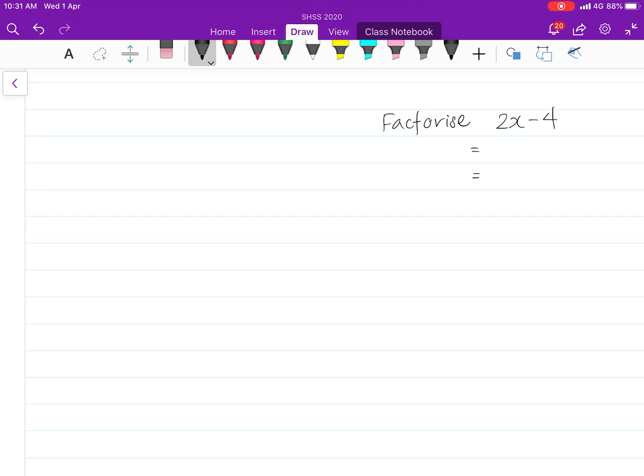Now, I'm going to go through the second work example, but before I go through the second work example, let us do some recap on your multiplication techniques in secondary 1 that you've learned.